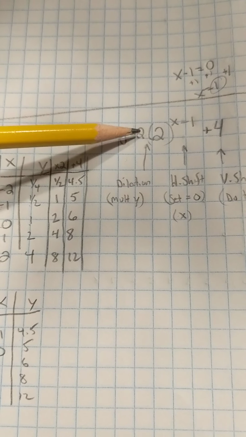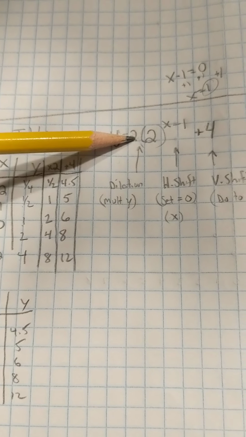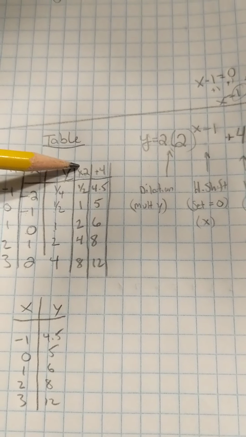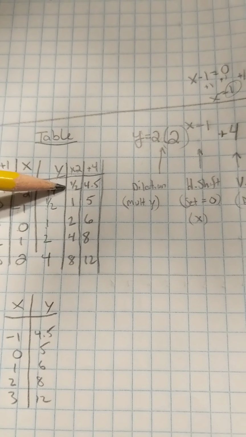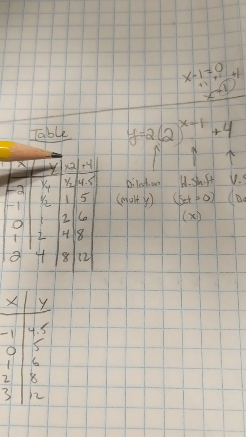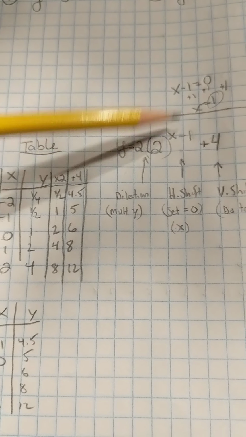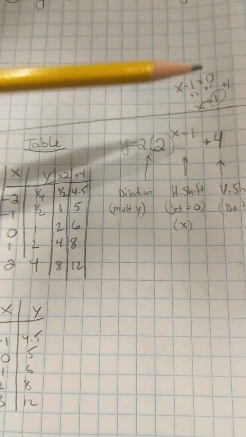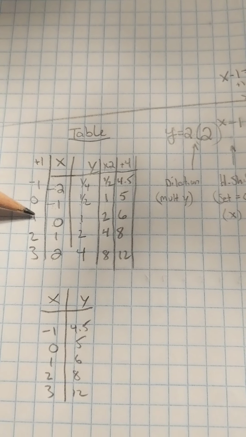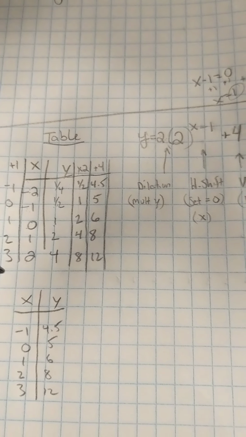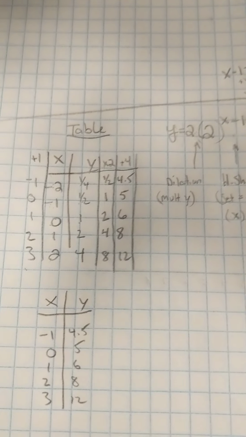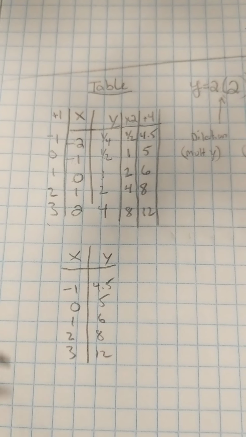So first, I am going to go from left to right. So this says whatever my function is, I'm going to multiply it by 2. So I multiplied my outputs all by 2. So 1/4 times 2 is 1/2, 1/2 times 2 is 1, etc. Then this says that I'm moving to the right 1 unit, or adding 1. So I went through and I added 1 to all my x values, -1, 0, 1, 2, 3. And then lastly it says add 4 to the y's, so I added 4 to each of those y values. And that gave me this table right here.